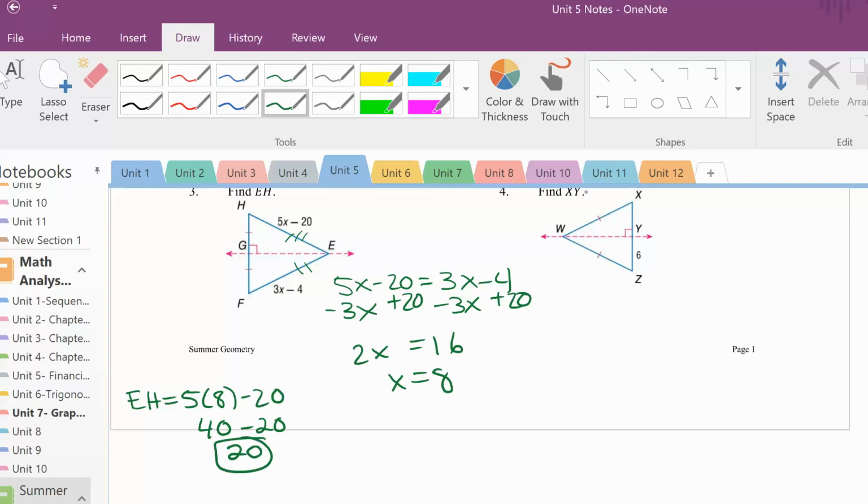All right, so for XY here, since these two segments are equal and it's perpendicular, that means this is the perpendicular bisector, which would make these two equal. So that means XY is equal to 6.